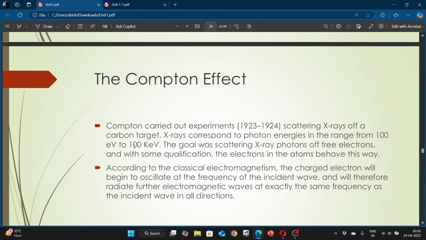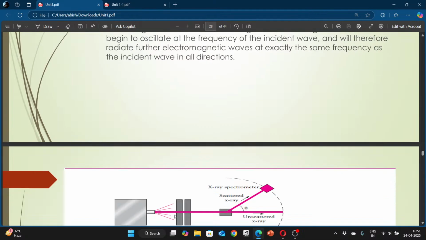The goal was static X-ray photons, static X-ray photons of the free electrons, with some qualification, some energy. The electrons in the atom behave this way. According to classical electromagnetism, the charged electron will begin to oscillate at the frequency of the incident wave. Frequency is mu, so it will start oscillating at that energy h mu, and therefore radiate further electromagnetic waves at exactly the same frequency as the incident wave, in its direction.